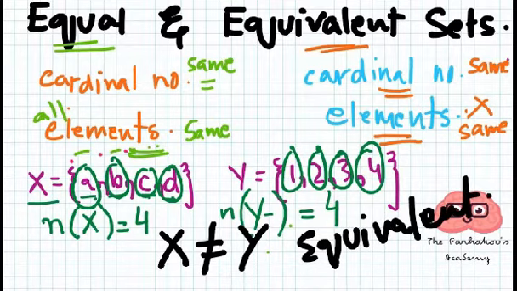Remember, the cardinality number has to be the same. If the cardinality number of both the sets is different, then they are neither equal nor equivalent. I hope you get the concept of equal and equivalent sets.